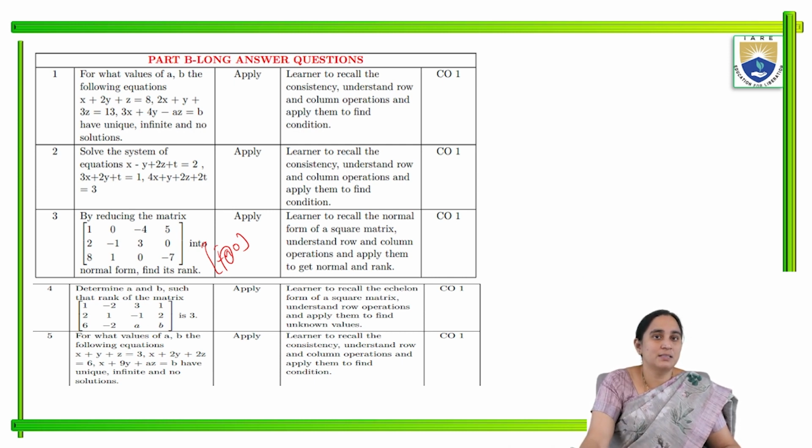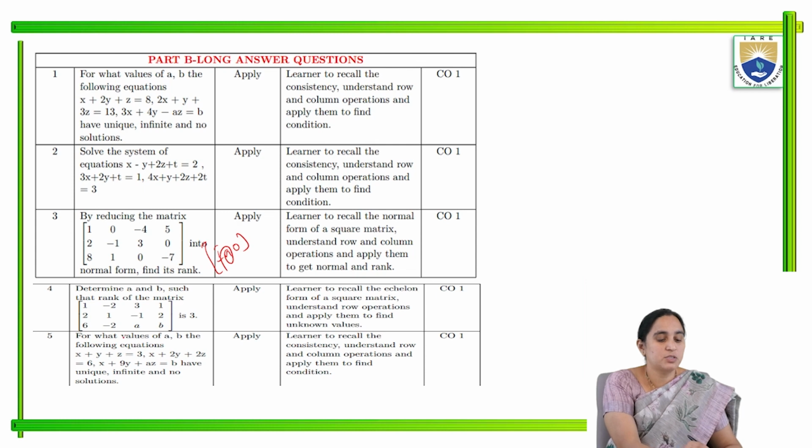Here the rank is 3. Rank is 3 means the number of non-zero rows, how many? 3. Okay, that means here, by using only the row operations, all rows are non-zero rows. From that, we have to find the A and B values.